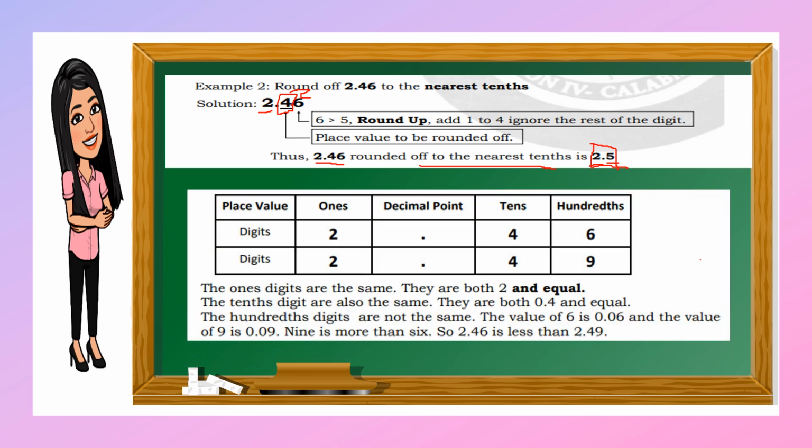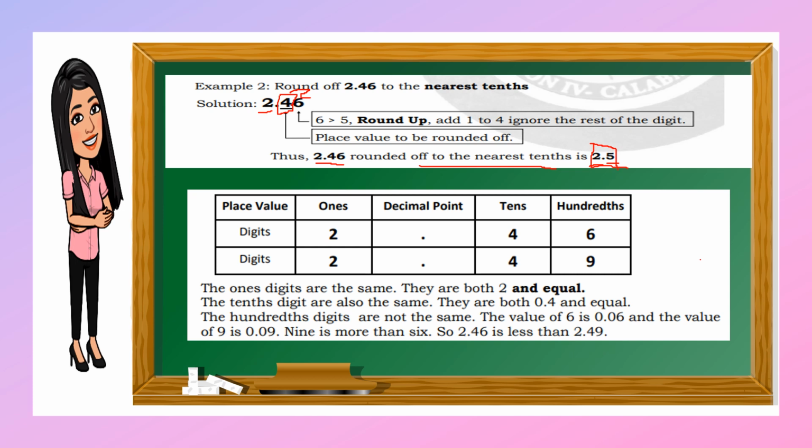Okay, so this is the explanation. The place value, we have 2, decimal point, 4, and 6. The ones digit are the same. So this time, let us compare the two given.